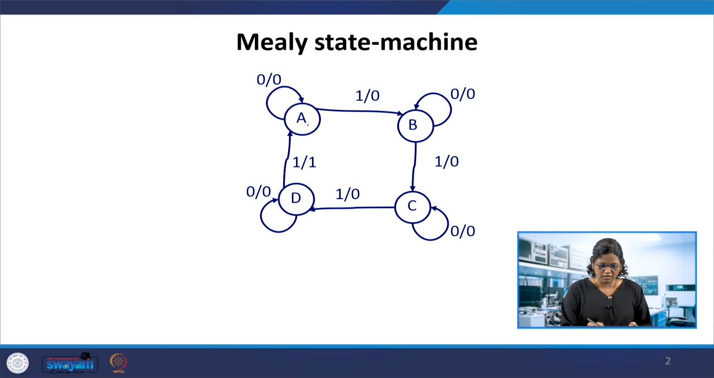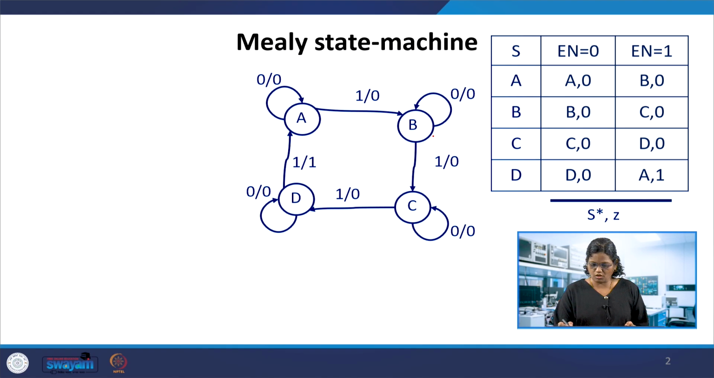It has 4 states, A, B, C, D. When the input is 0, in the Mealy representation the output is also 0, and it stays in the same state. If enable is 1, or the input is 1, the output is 0 and it moves to the next state, according to the state transition table we had considered.